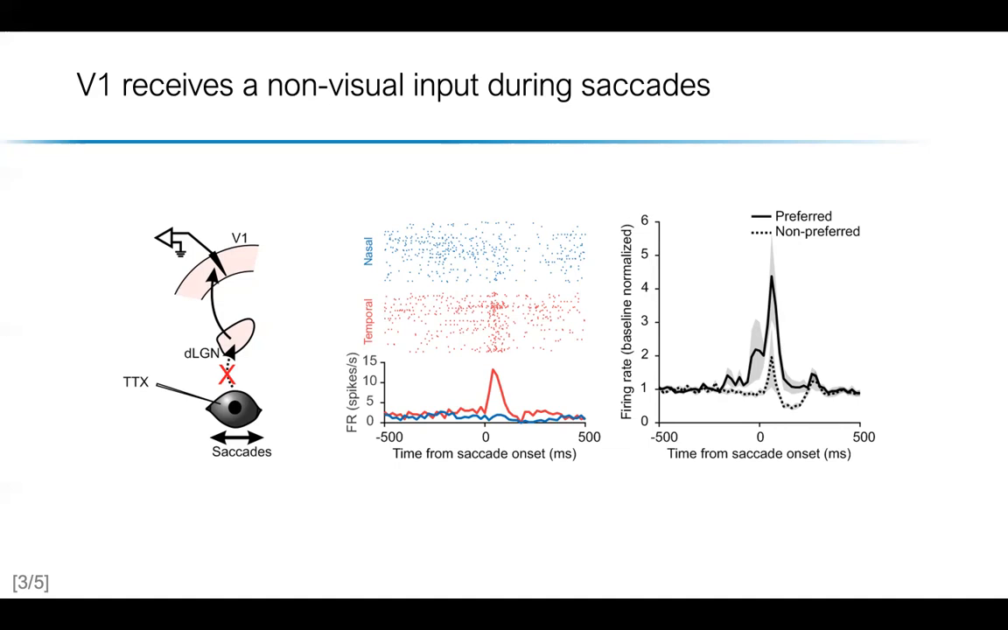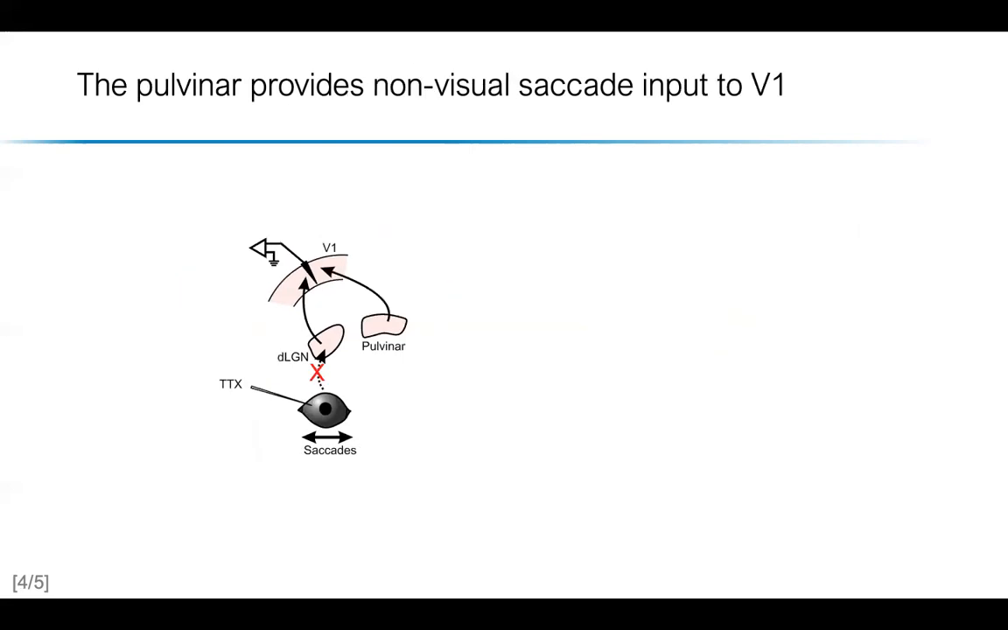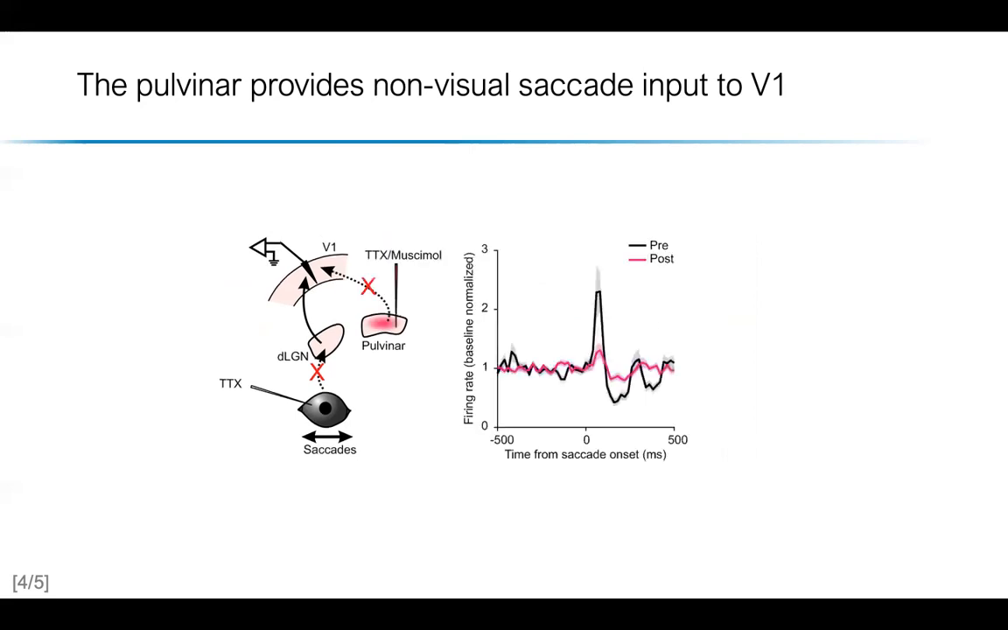And furthermore, the timing of the response, which precedes the actual saccade onset by a couple of hundred milliseconds, suggests that this non-visual input is at least in part a copy of the oculomotor command, or an efference copy. And we show that this non-visual input comes from the pulvinar, a higher order nucleus of the thalamus that sends extensive projections to V1. By silencing the pulvinar in animals deprived of vision, we were able to eliminate much of the non-visual saccade-evoked activity in V1.